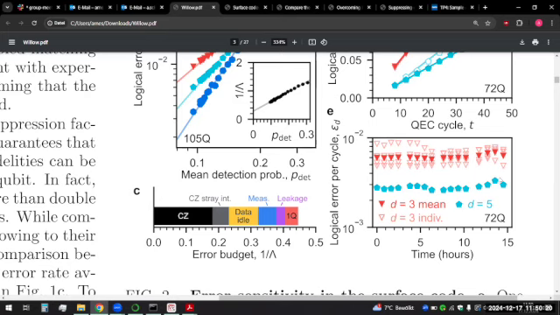This actually suggests to me that they were running the d equals 3 and d equals 5 measurements at the same time, because they have this same feature here at the end, instead of measuring them after each other. I'm not 100% sure if this is true, but this is what it seems like.